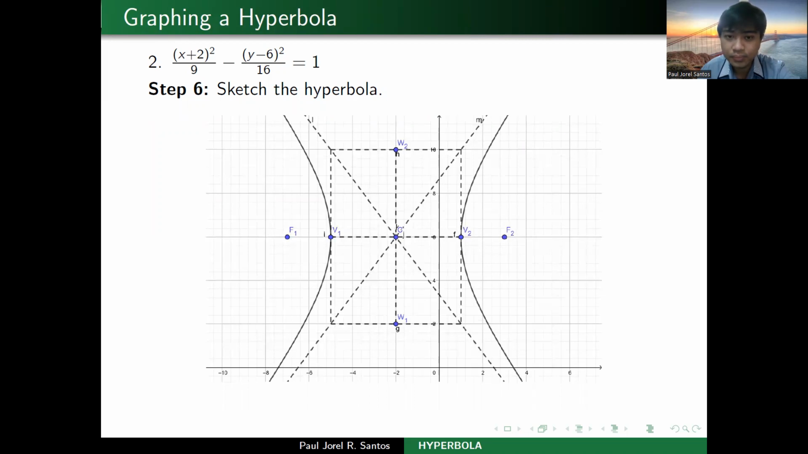Again, the hyperbola is horizontal. These are the foci. The foci also serve as a guide where you are going to graph your hyperbola. So that will be the second example, and let us now proceed to the third example.